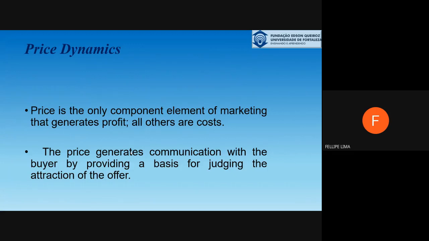The price generates communication with the buyer. It doesn't matter how beautiful your campaign is. If I'm trying to sell a big ink pen for 100 reais, I will never sell one pen.